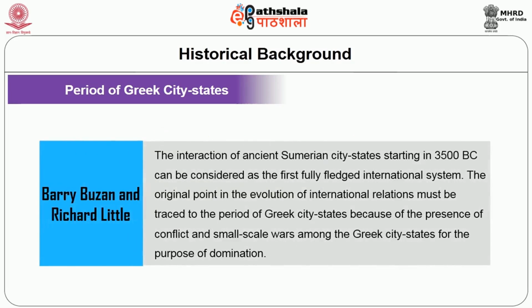According to Barry Buzan and Richard Little, the interaction of ancient Sumerian city-states starting in 3500 BC can be considered as the first full-fledged international system. The original point in the evolution of international relations must be traced to the period of Greek city-states because of the presence of conflict and small-scale war among the Greek city-states.